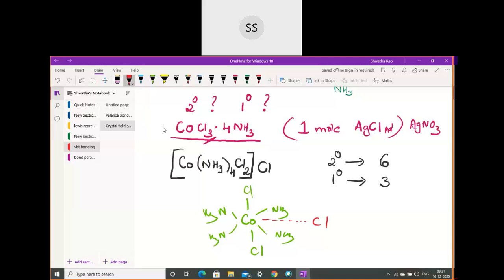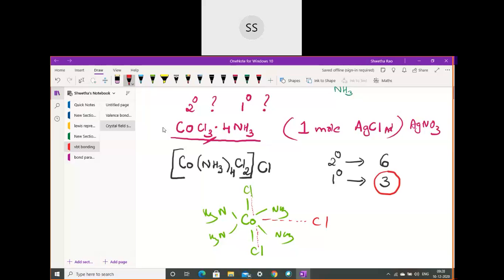So if I have to draw the structure and give you, cobalt is here and then we have NH3, NH3, NH3 and then NH3. Okay. And then I have 2 chloride. 1 chloride is present outside. Okay. 1 chloride I will just draw out with the dash line because only 1 is here. Okay.